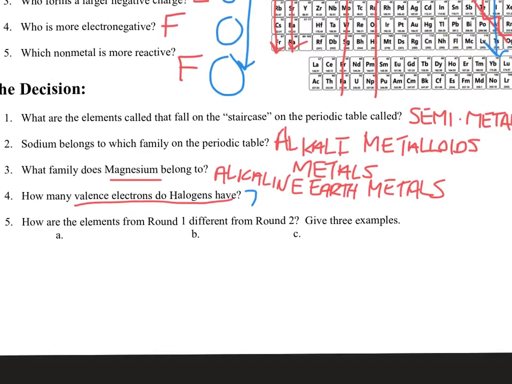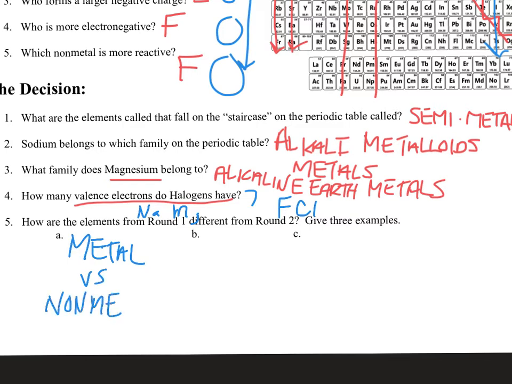All right. And last but not least, how are the elements from round 1 different from round 2? Okay, well, if you look at round 1 was sodium and magnesium, and round 2 was fluorine and chlorine. First of all, the way they're different is metal versus nonmetal. So group 1 are metals, and group 2 are nonmetals.